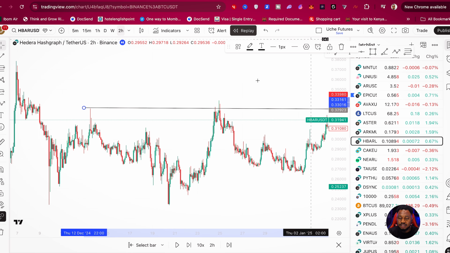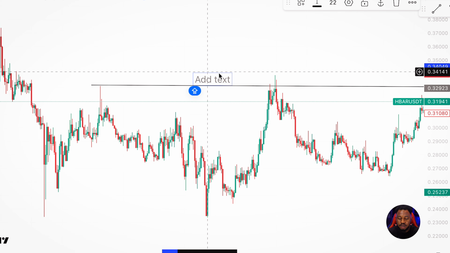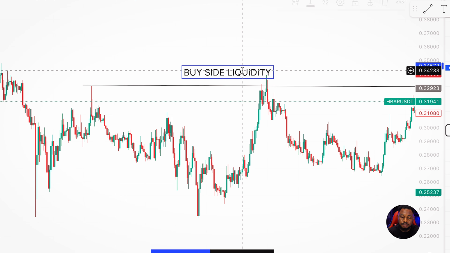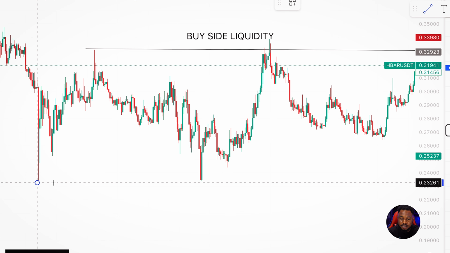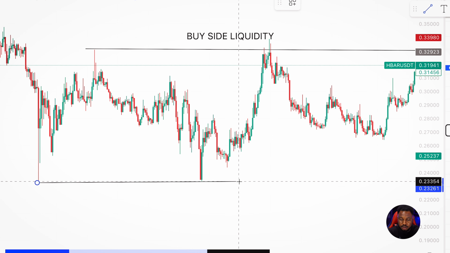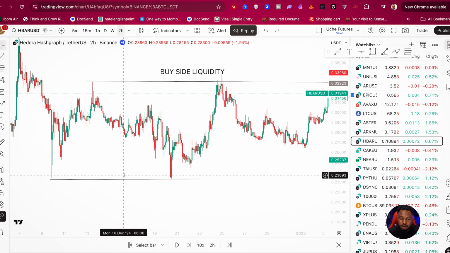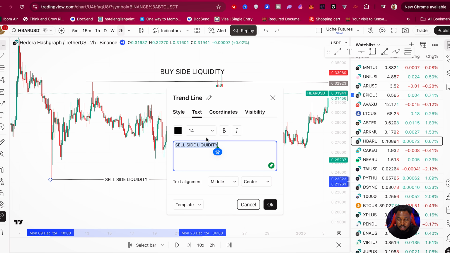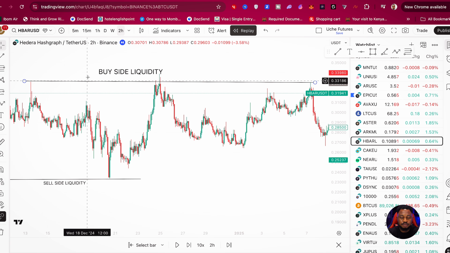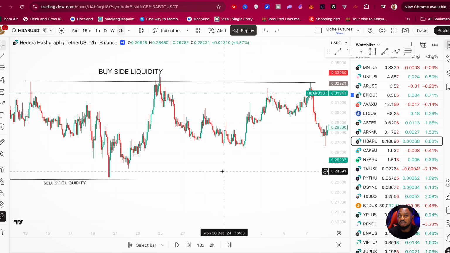Another thing I need you to understand is this liquidity at the top here is called buy side liquidity. So it's usually the one at the top, and any liquidity you can find at the lower part, this bottom part here, could be called sell side liquidity. So anything here is the buy side and anything here is the sell side liquidity. You need to note that whenever you're trading.